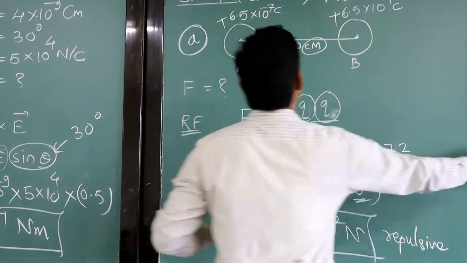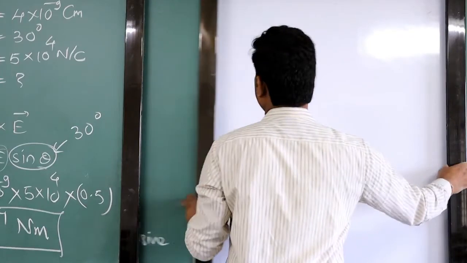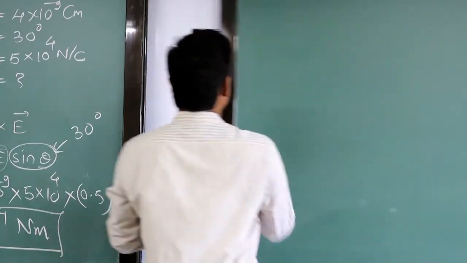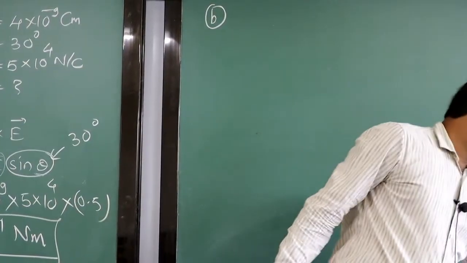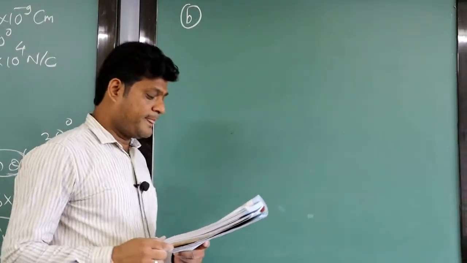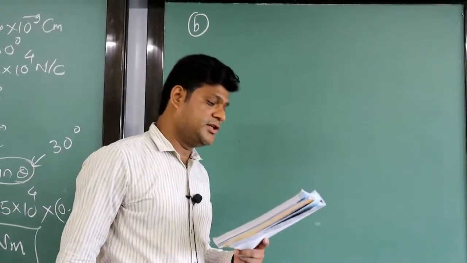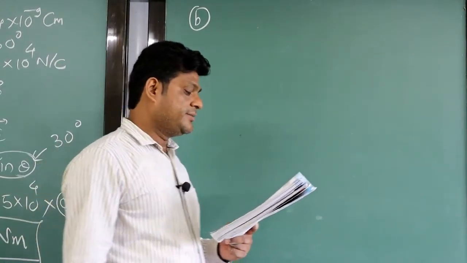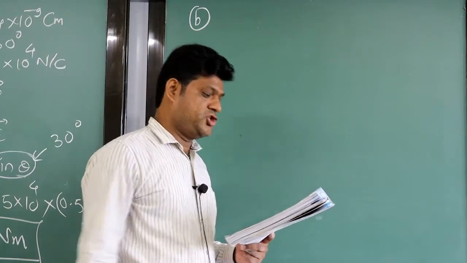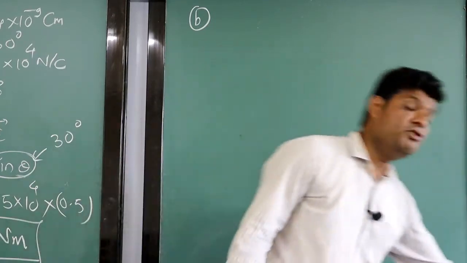Now we will see the second part, the B part of example 1.12. See what is given, what is the question. What is the force of repulsion if each sphere is charged double and the distance between them is half? What is the new force?